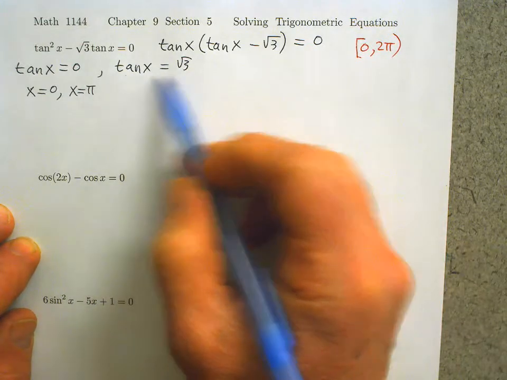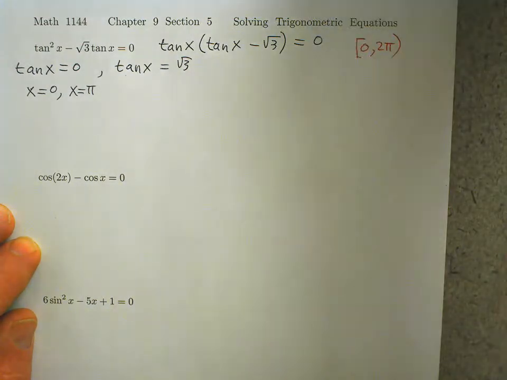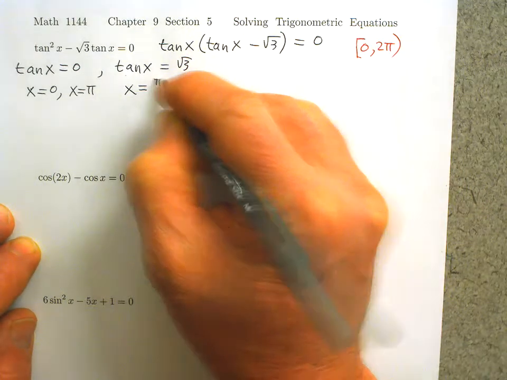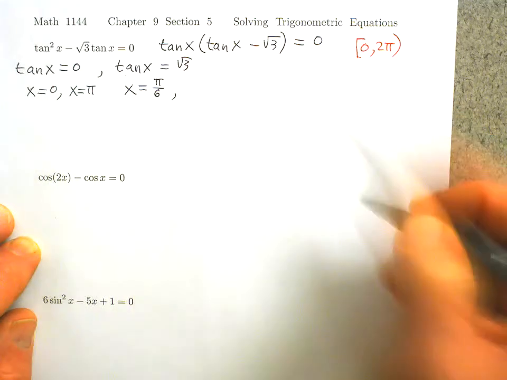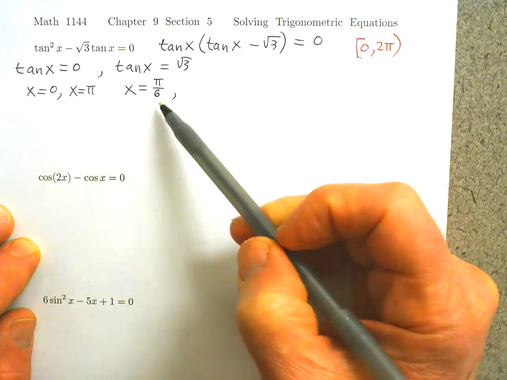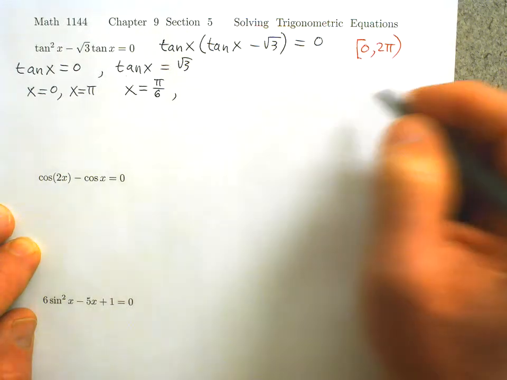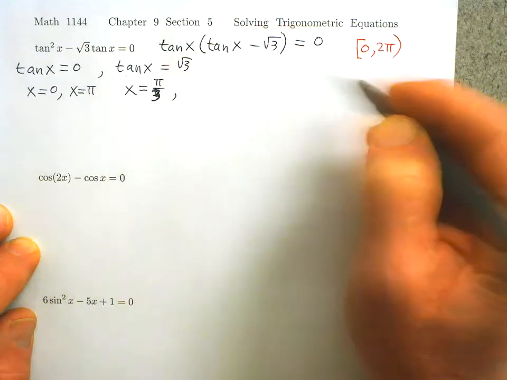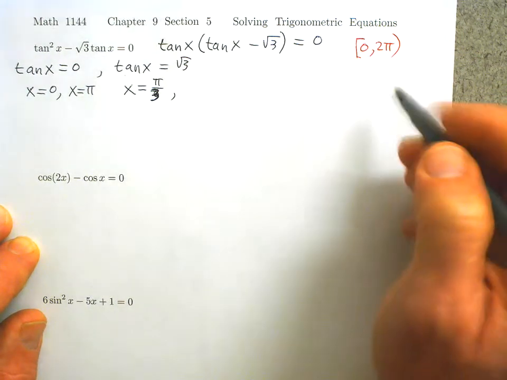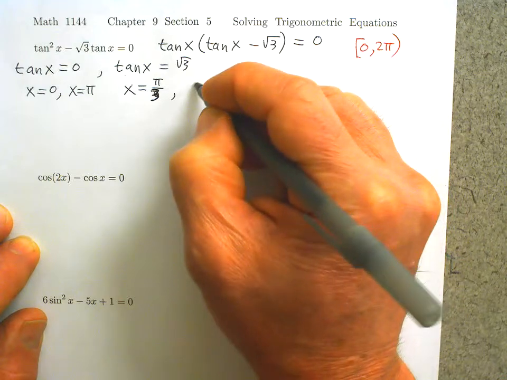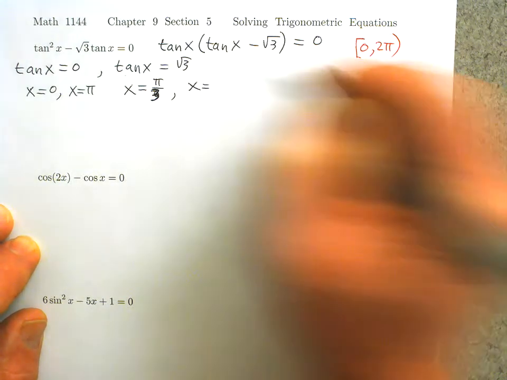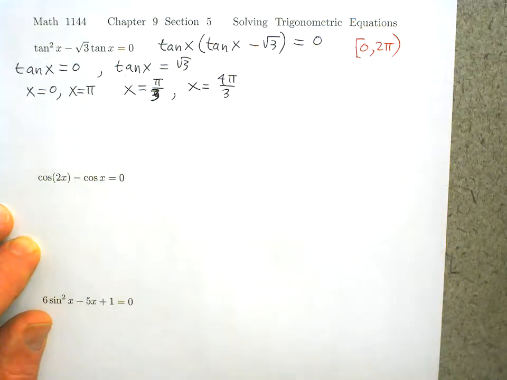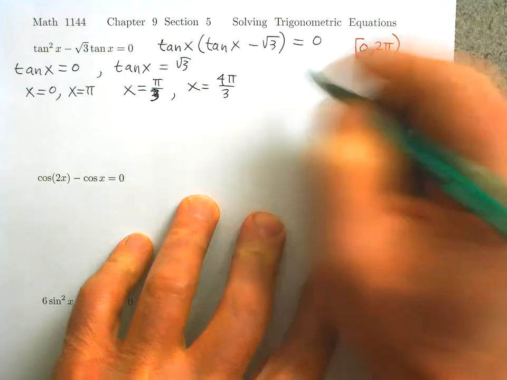Okay, so tangent of x equals the square root of 3 in the first quadrant when x equals pi over 6, because that's, whoops, I'm sorry, I made a mistake, pi over 3. So let's write down the other solution, x equals 4 pi over 3 in the third quadrant. So I need a tutorial on tangent of x.